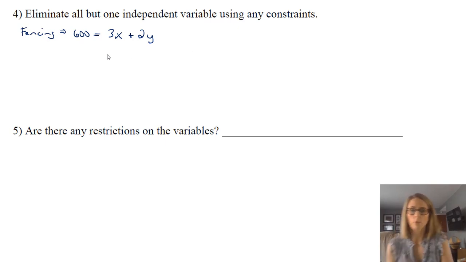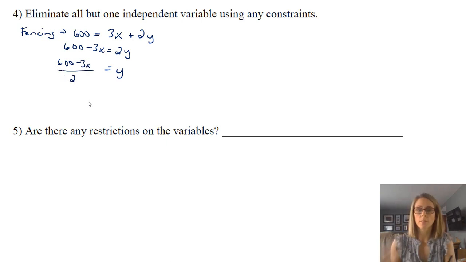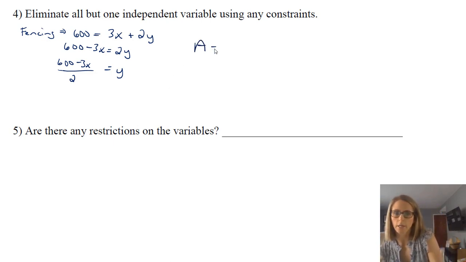So what we can do now is solve this for either x or y, and then substitute this back into our area equation so it's just one variable. I will solve for y. And this is going to go back into my area equation so that I have area equals x times, and now instead of y, I'll have 600 minus 3x over 2.